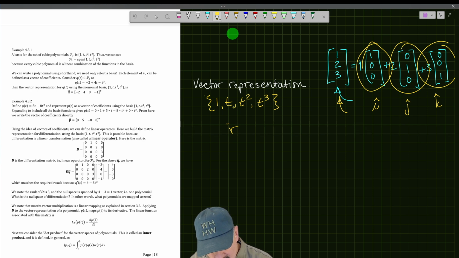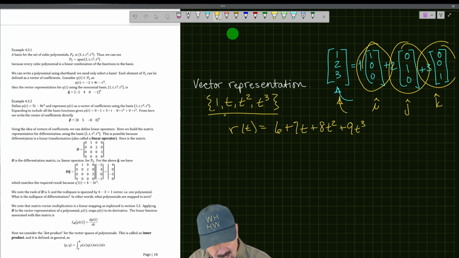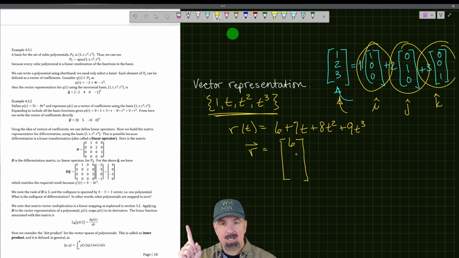I'll say r, I don't want to put a vector symbol on it because it's a function, so I'm just going to write down a polynomial here. R of t is equal to 6 plus 7t plus 8t squared plus 9t cubed. If I'm using this basis, then the vector representation for r, which is a list of the coefficients, would be 6, because that's 6 for the basis function 1, 7 for t, 8 for t squared, and 9 for t cubed.